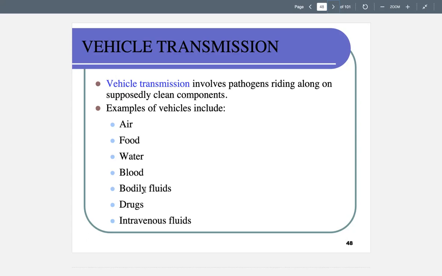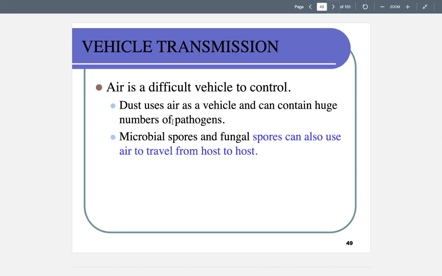Di ba kaya nga isa sa mga universal precautions that treat all the blood and bodily fluids as infectious. Okay? The air is a difficult vehicle to control because the dust uses the air as a vehicle and can contain huge numbers of pathogens, no? In which sa air class, ayan, no? Yung spores, okay? Microbial spores and fungal spores that can also use the air to travel from host to host. Okay? Mayroong mga organisms class na mayroong silang spores. Okay, na yun yung maging humalo yan sa air tas ma-inhale. Na yun nga yung nangyari sa Bacillus anthracis.